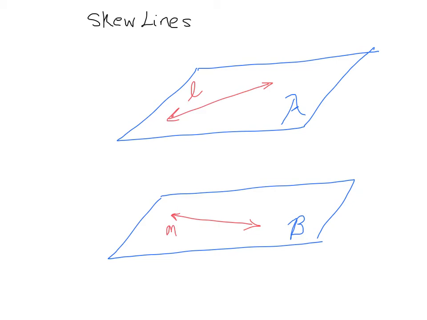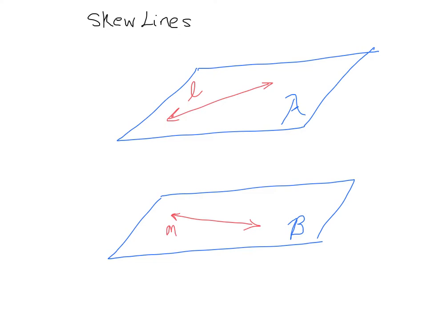So clearly these lines are not parallel to each other because they're not going in the same direction. But will they ever meet? Absolutely not. Line L is all the way up here and it will stay in this domain, in this plane, and it will never meet this line M over here. So when that happens, the lines are said to be skew.